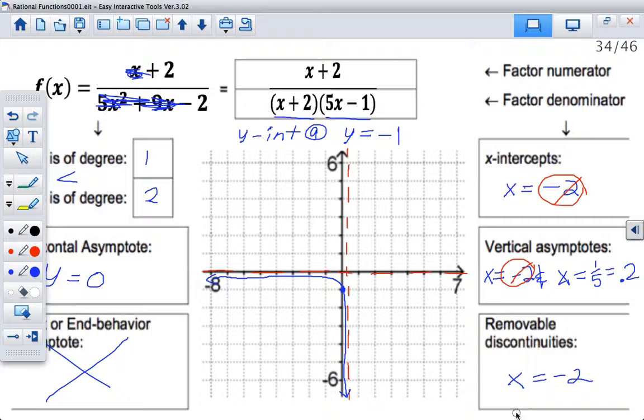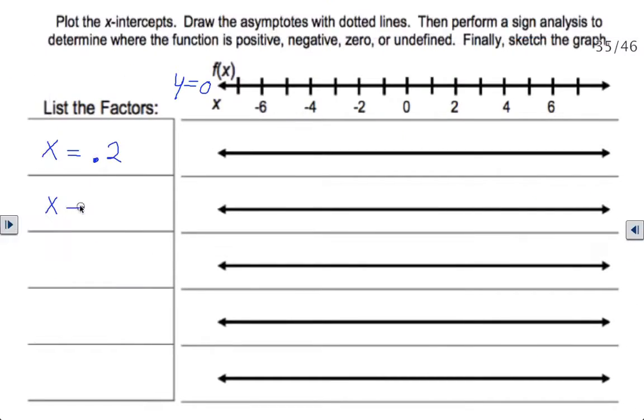And then I have a removable discontinuity at -2. That's where I was getting a negative from. So the two key important values for x are going to be at -2 here and at 0.2 here. And really, because my horizontal asymptote is at y equals 0, I just want to know, am I going to be above or below the horizontal asymptote?